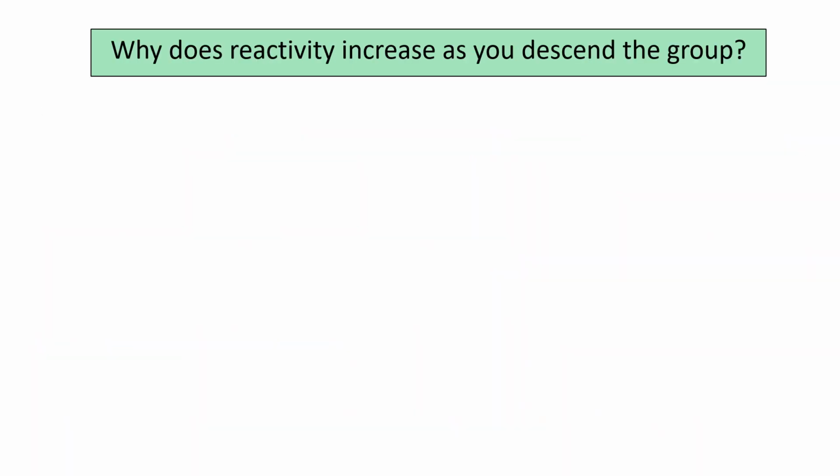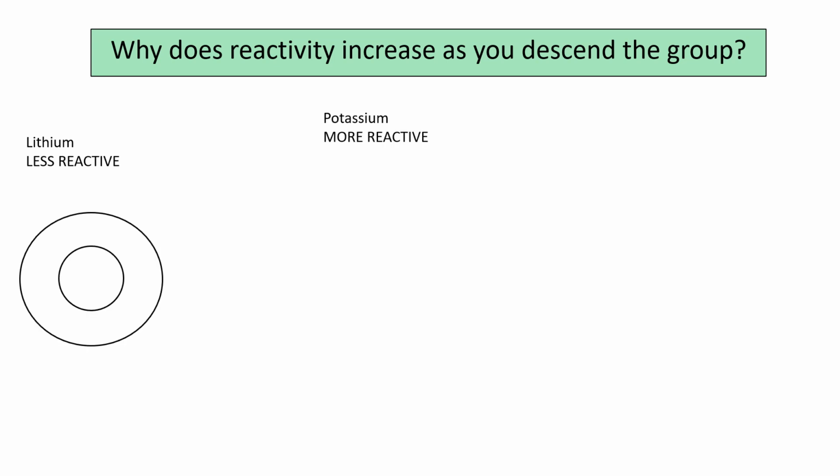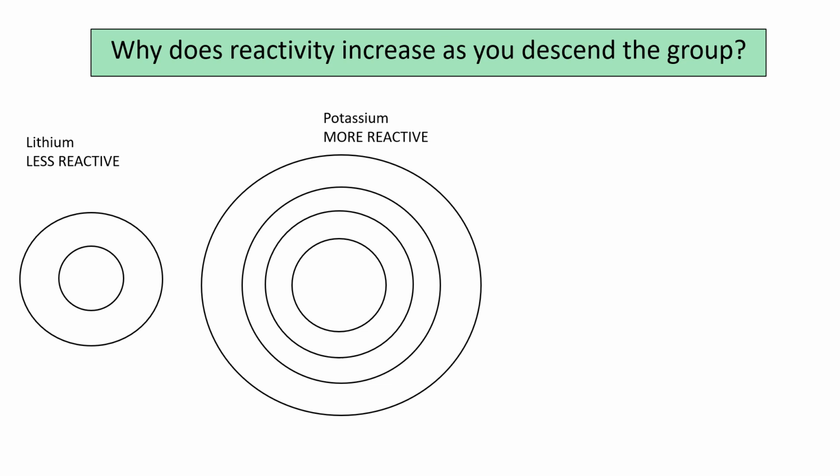So why does reactivity increase as you descend the group? This is a really popular question with examiners, and it is really important that you learn this answer. First, we need to look at the electronic structure. So lithium, which is less reactive than potassium, have different electronic structures. They both have one electron in the outer shell, which I'm going to draw on here, and give a negative charge. I have omitted all the other electrons on the other shells to avoid confusion.